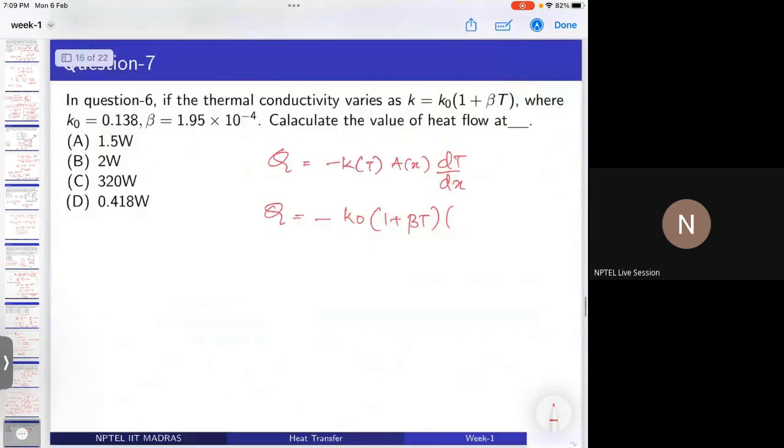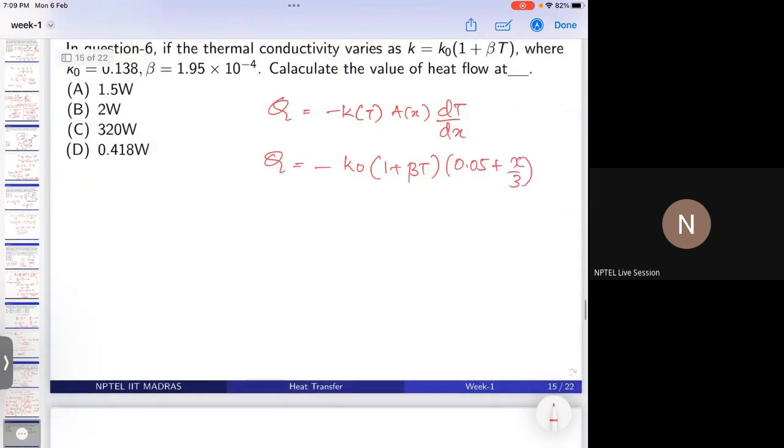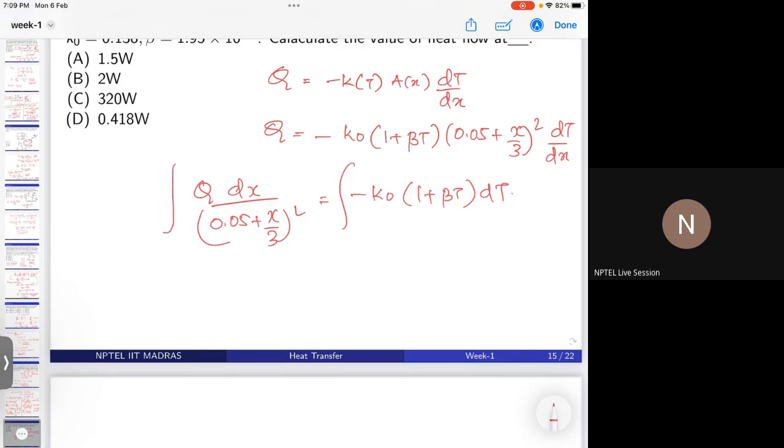What was the function of A? Yeah. (0.05 + x/3)² dT/dx. So we can easily separate the variables: q dx divided by (0.05 + x/3) whole squared is equal to minus k0 (1 + beta T) dT. Now you can integrate from 0 to 0.15, and this from 600 to 300.